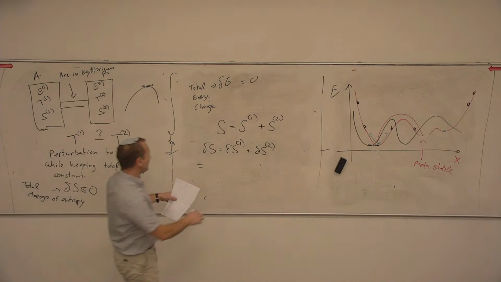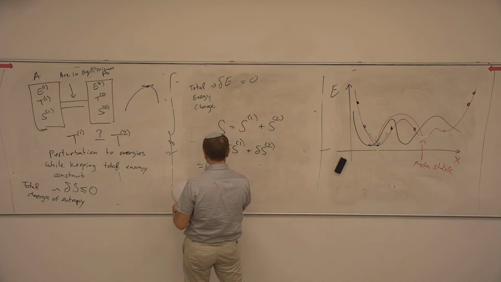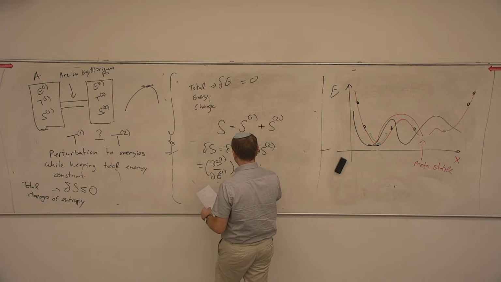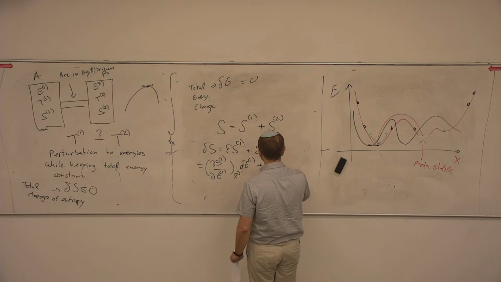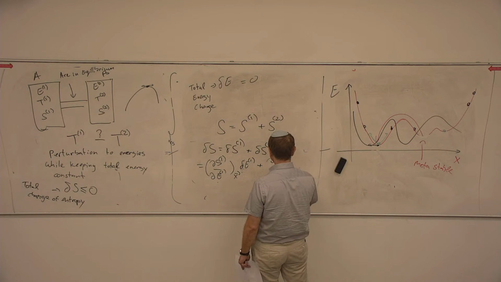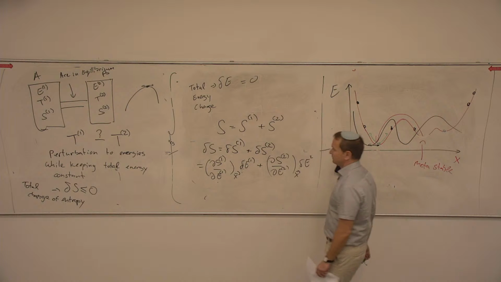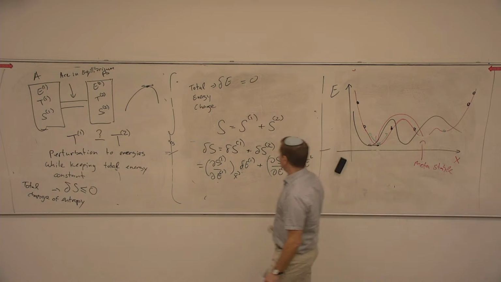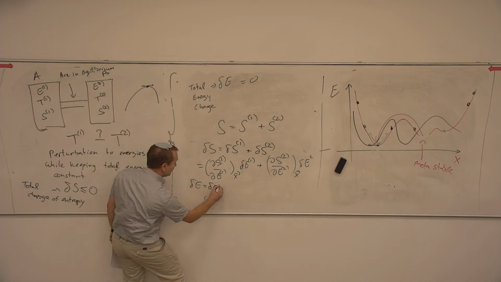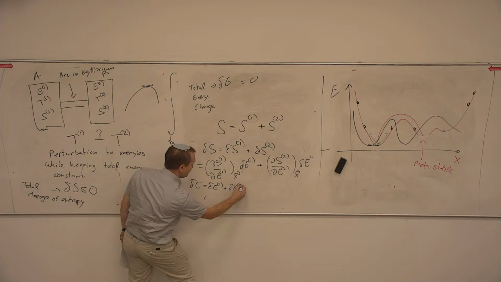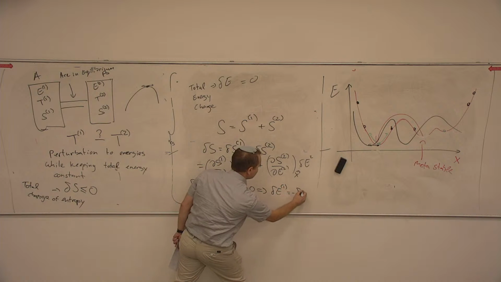Now, what is this delta S? So this is dS1/dE1 times delta E1 plus dS2/dE2 times delta E2. Now, delta E equals delta E1 plus delta E2. It equals 0, therefore delta E1 equals minus delta E2.